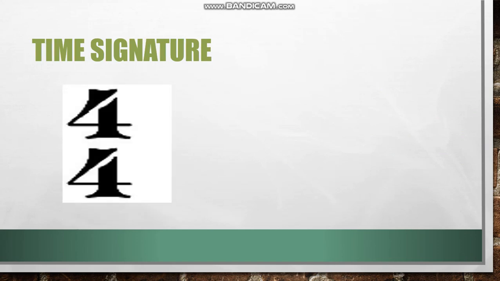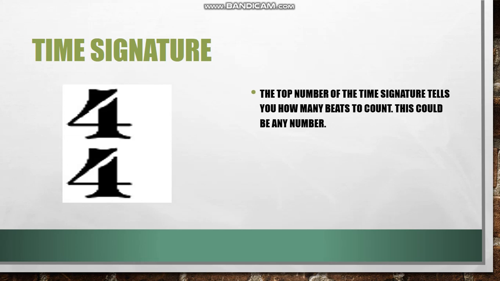Now, with the 4/4, that 4/4 means something. There's a reason why they put that 4/4 there. Now, the top four and the bottom four are completely different in what they mean. The top number of the time signature tells you how many beats to count. This could be any number. It can go from 4/8, 6/8, 12/8, 2/4, 3/4, however it goes. But right now we're dealing with 4/4.